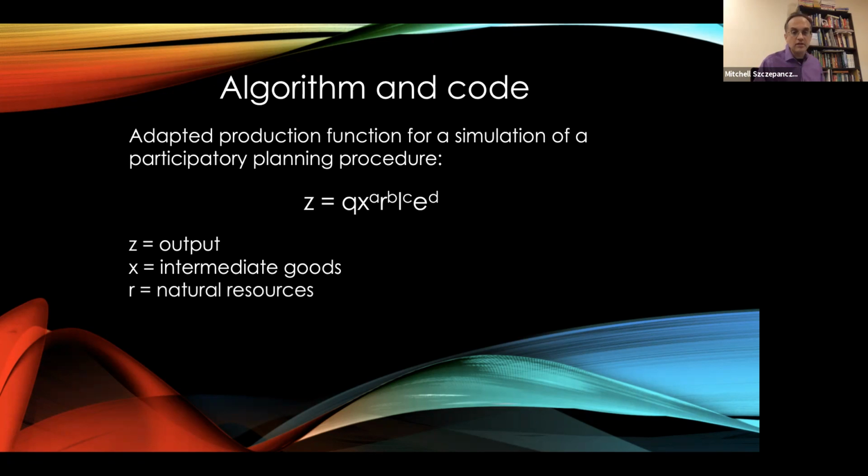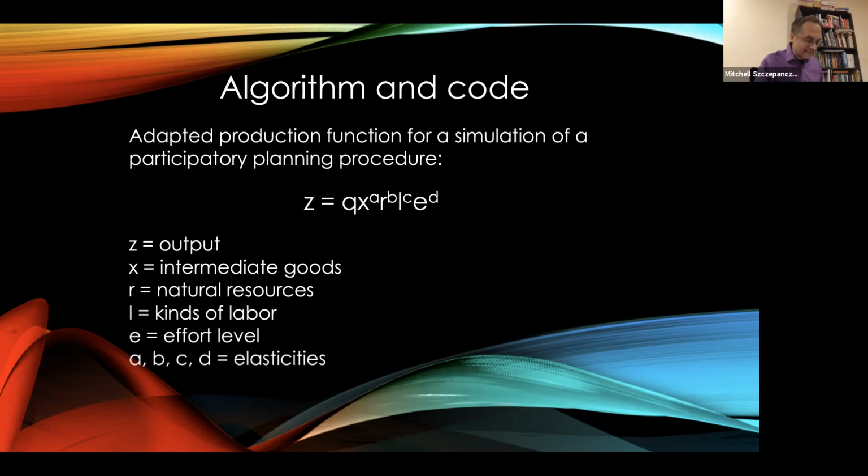R refers to the resources available within an economy, the natural resources. L refers to the kinds of labor that are available within a given economy. E refers to the effort level within a given, in this case, worker council, because we're dealing with a production function. We're going to be dealing with producing stuff. There will be effort involved in that. E handles the effort level. A, B, C, and D are the respective elasticities. That is the measure of how changes in the price affect the supply or demand for a given good. Those are exponents, just like in the formal description that we saw before. This handles that description here in our adapted production function. And Q is our total factor productivity. That's the variable that handles everything else that isn't handled by the respective intermediate goods, resources, labor, or effort.